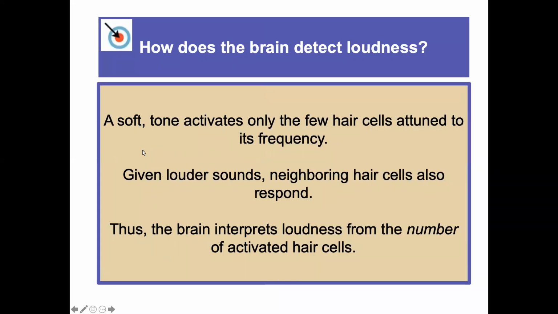How does the brain detect loudness? A soft tone activates only the few hair cells attuned to its frequency. Given louder sounds, neighboring hair cells also respond. So the brain interprets loudness from the number of activated hair cells.